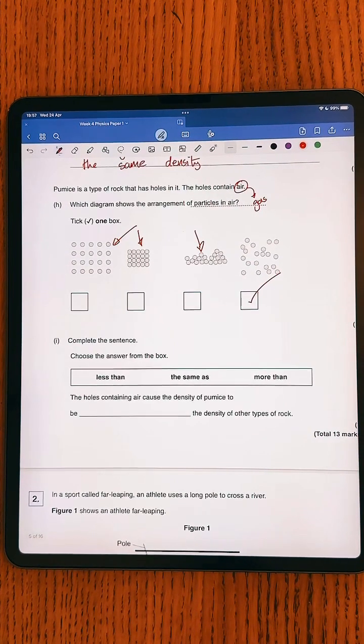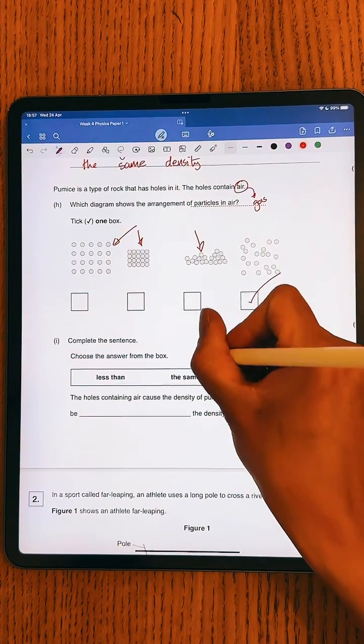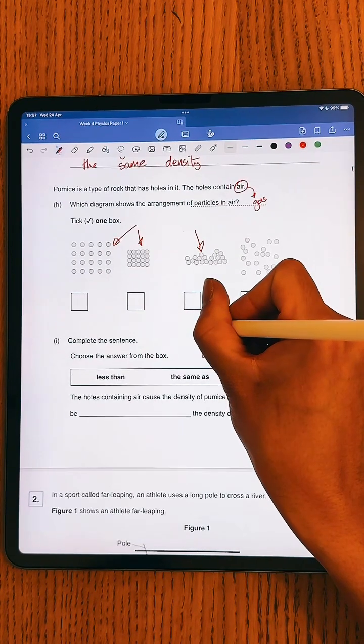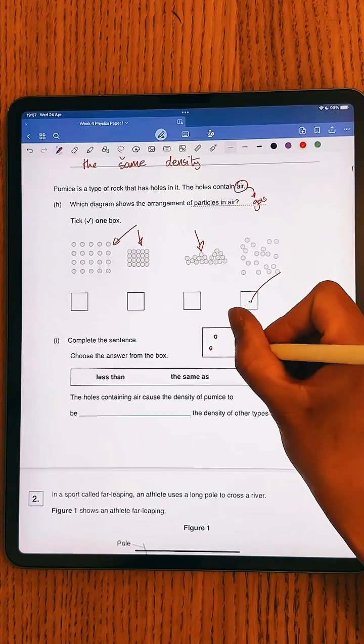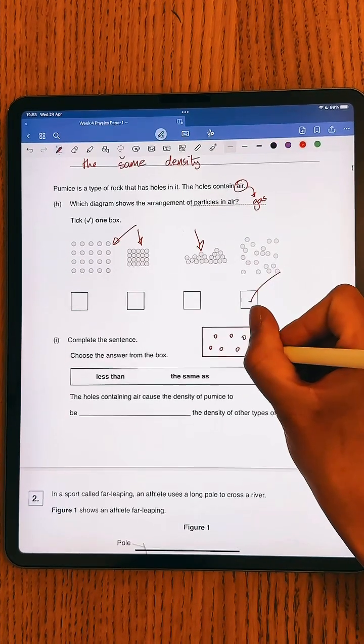The holes containing gas cause the density to be something the density of the other types of rock. What do you guys think? The holes containing air. What's that going to do to the density of the rock? So imagine you've got a piece of rock here. It's got a certain density, but then you add holes in it. What's that going to do to the density of the rock?